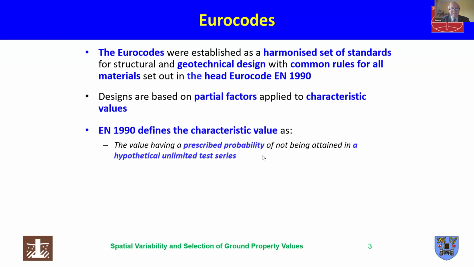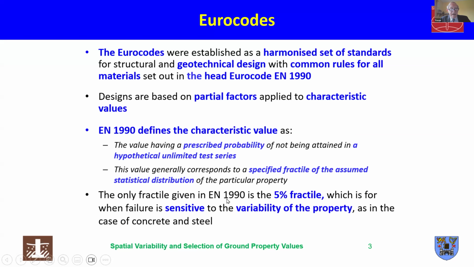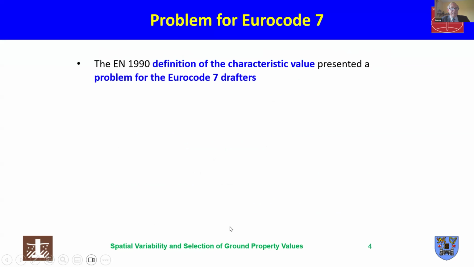And this value generally corresponds to a specified fractile of the assumed statistical distribution of the particular property. And the only fractile actually given in EN 1990 is the 5% fractile, which is for when failure is sensitive to the variability of the property, as in the case of concrete or steel.